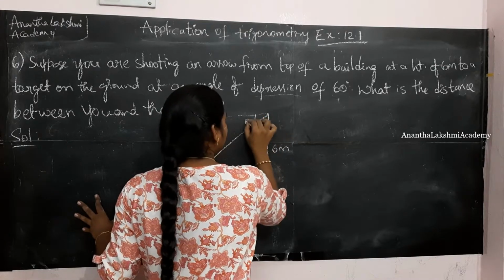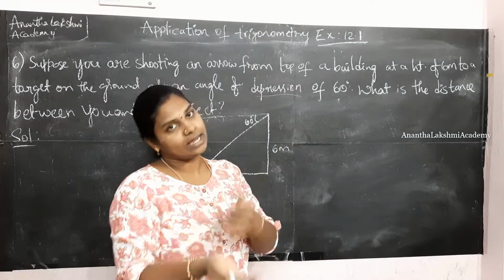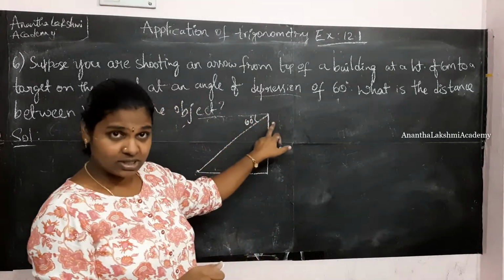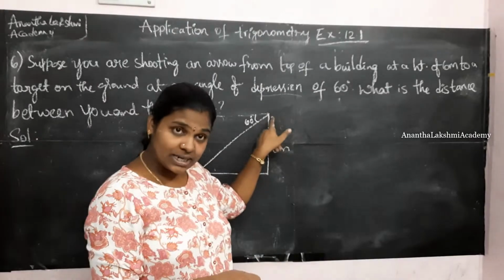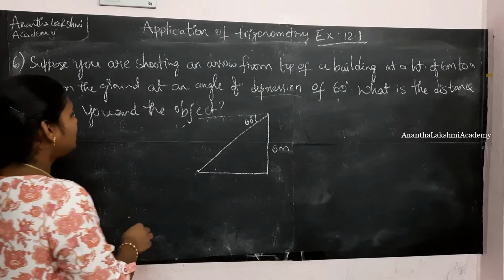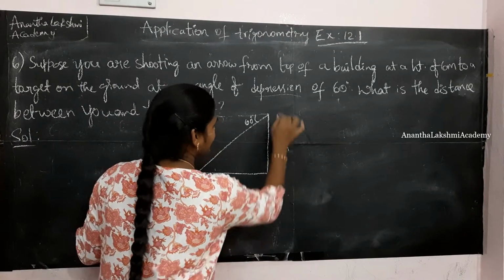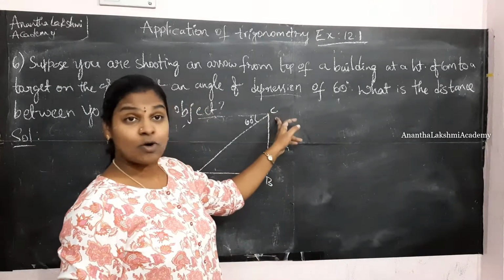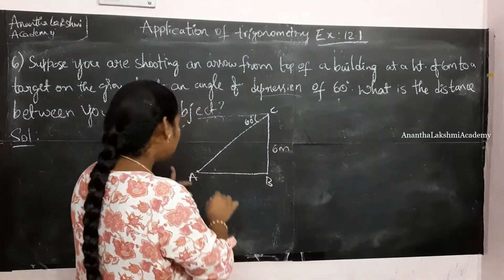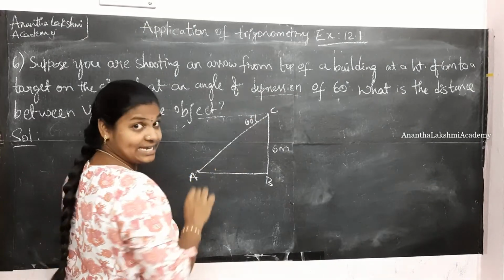So always remember, angle of elevation and angle of depression are associated with horizontal lines. So I drew a horizontal line first and then the angle. Alright. Then what is the distance between you and the object? Let me quickly name the triangle. Where are you? You are on the top of a building. So in order to figure out the distance between you and the object, this is what AC is.